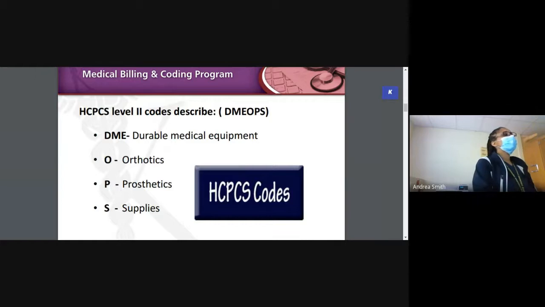So HITPIX Level 2 codes describe DME, OPS. That's DME. DME stands for durable medical equipment. O is orthotics. P is prosthetics, and S is supplies. So durable medical equipment is any type of medical supply that you could think of, from a wheelchair to a pillow. That is DME, durable medical equipment.